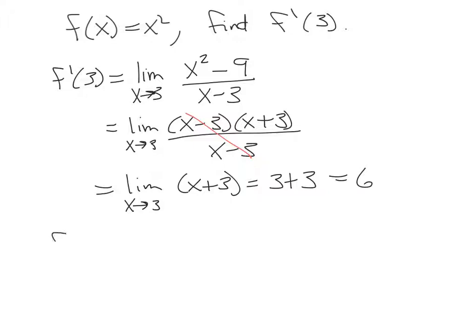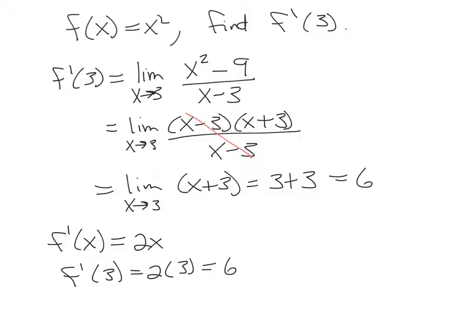Now in the previous page we found out that f prime of x was equal to 2x, and if we evaluate this, f prime of 3, we get 2 times 3, which is equal to 6. So if we only want to know one value of the derivative, like all I want to know is f prime of 3, using that second definition is perfectly good.